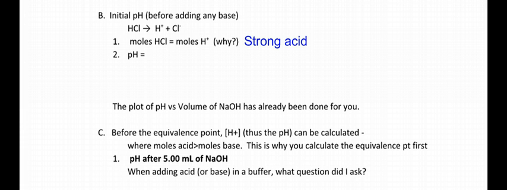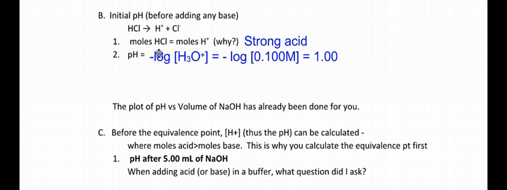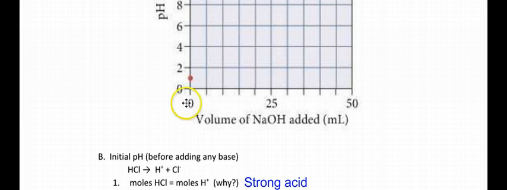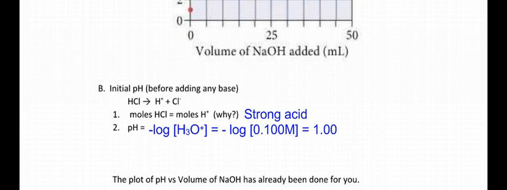So what is the pH? Well, we're just going to plug in our equation. pH is the negative log of the hydronium concentration. So it's the negative log of 0.100. And the pH then is equal to 1. Okay, so what am I going to do next? I'm going to find the plot of the pH versus volume. It says it's already been done for you, so let's see how that works. So at 0 volume, I haven't added any base yet, our initial pH is 1. Okay, well, let's go on.